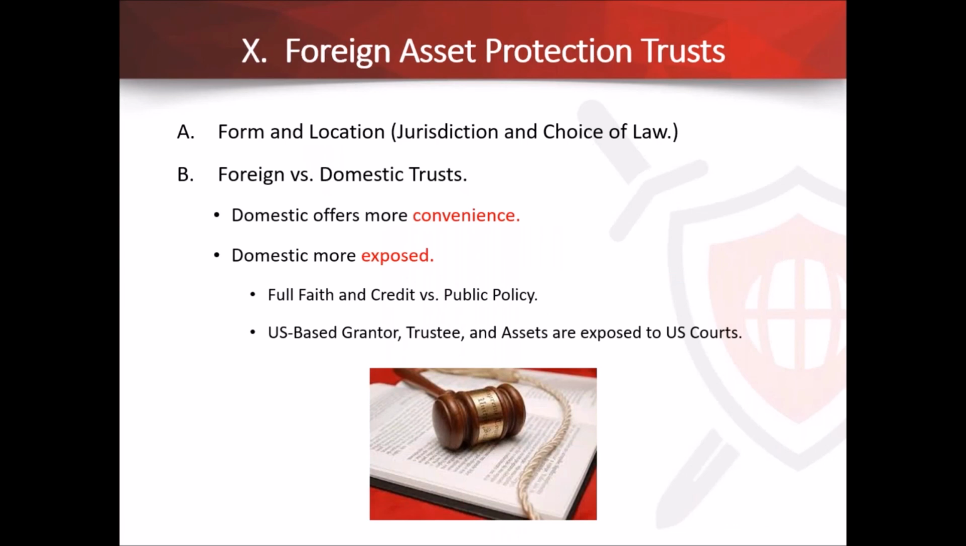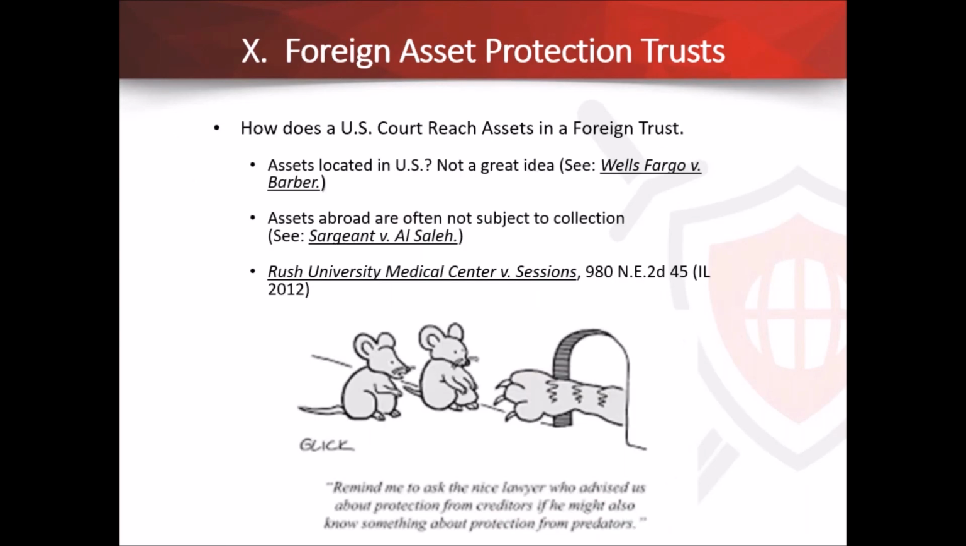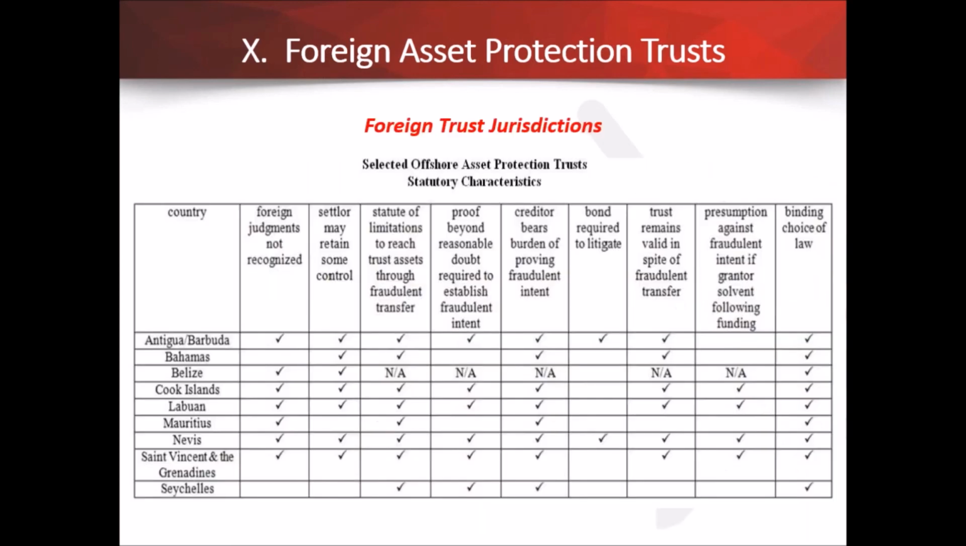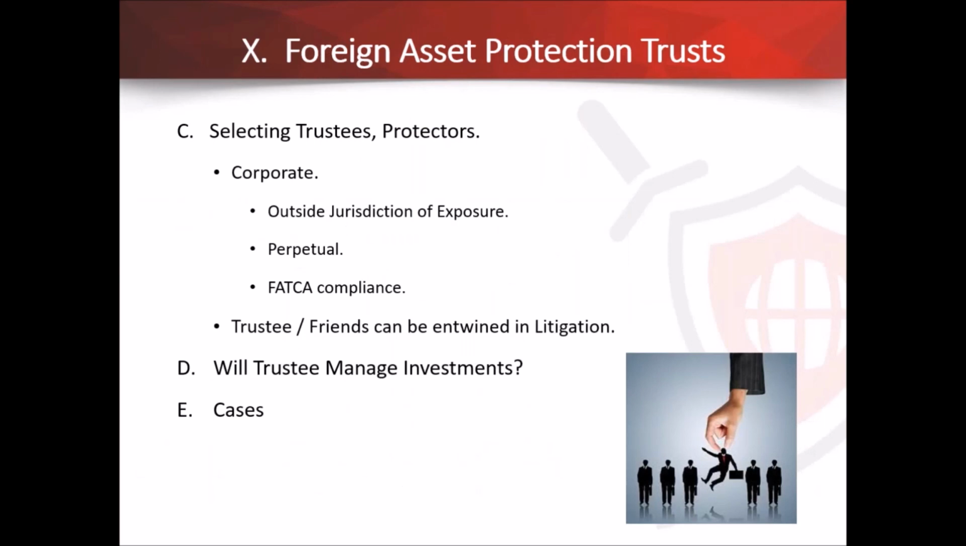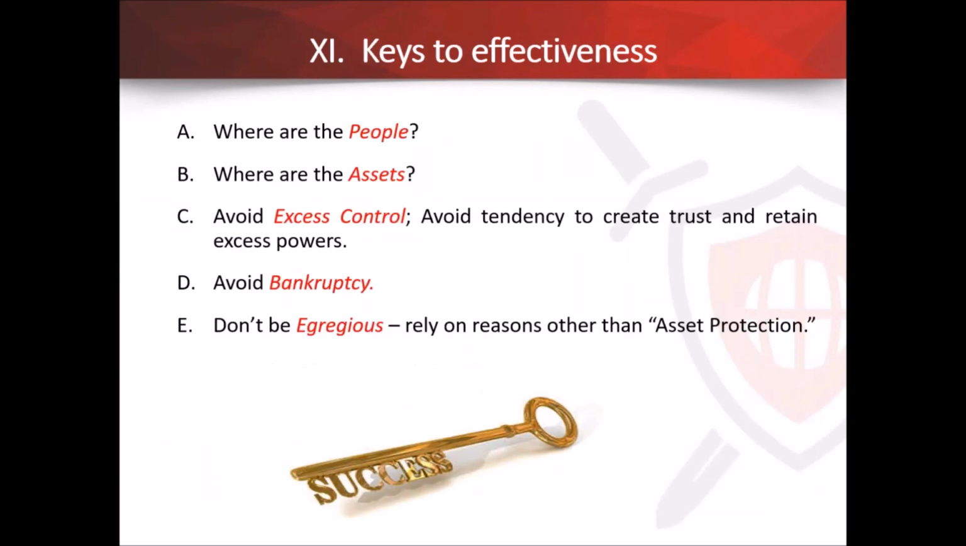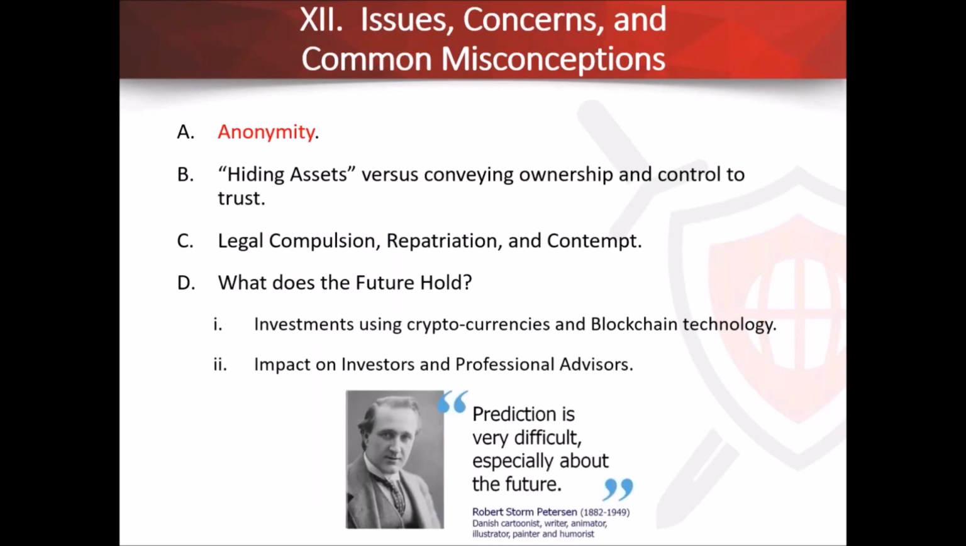and some of the factors in weighing whether you want to form a foreign or domestic trust. We added some cases which we don't have time for, but they basically go through some of the factors on how you have to create a real connection to a domestic asset protection trust for it to be enforceable, how to select the right trustee. And here are your connections, the people, the assets. Don't go bankrupt. That's become a tremendous problem. Number one, we're not really here to hide assets.